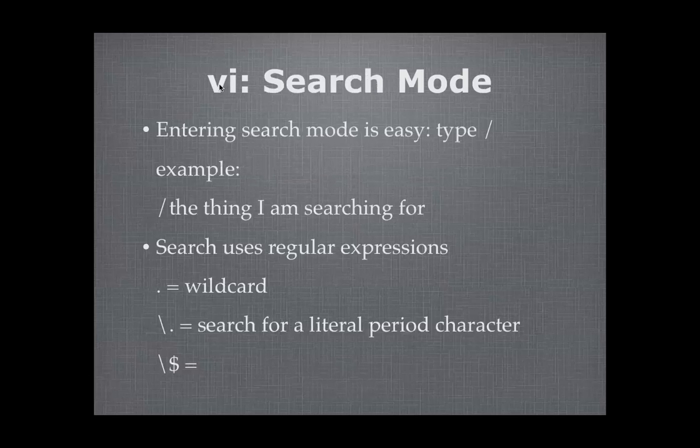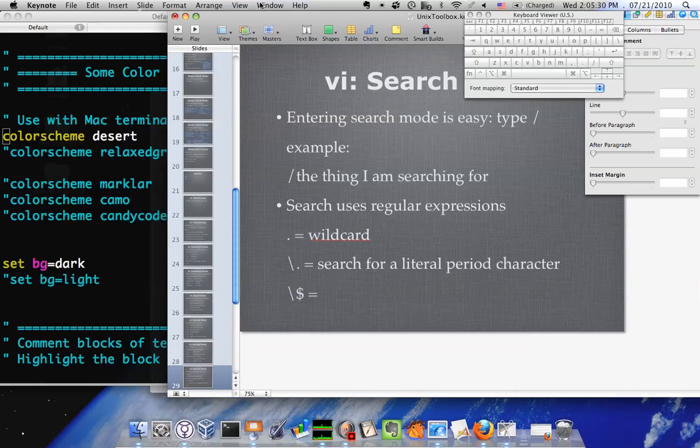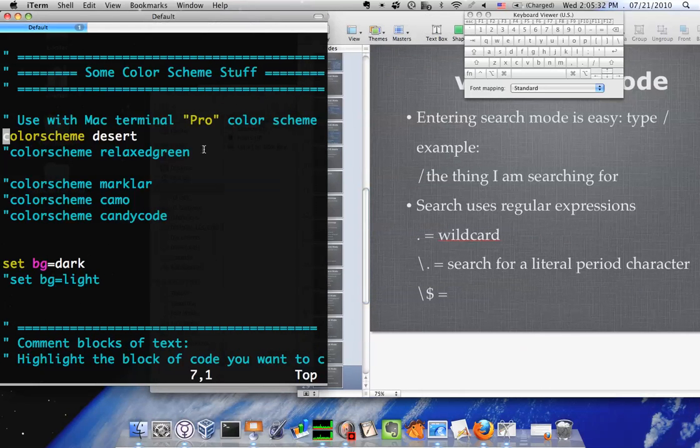Search mode, yeah, this is really easy. You just type slash, and then you type whatever you want to search for. So slash the thing I am searching for. And it'll search with spaces. If I search for some color scheme stuff, then it'll find that whole string.